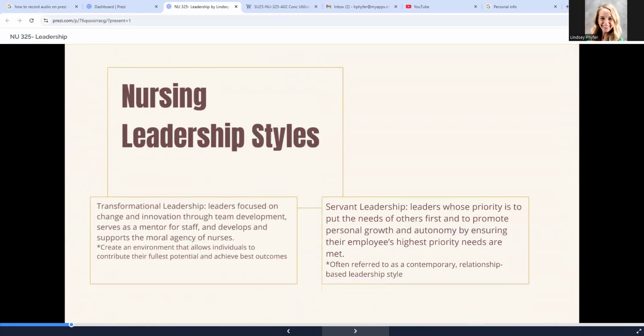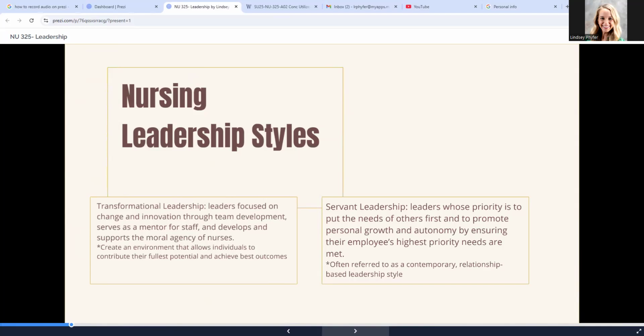So now let's talk about some of those different nursing leadership styles. The first one that we're going to talk about is transformational leadership. And these are going to be the types of leaders that are focused on change and innovation through team development. They're going to serve as a mentor for their staff, and they're going to develop and support the moral agency of the nurses in which are working on their unit. Transformational leaders create an environment that allows individuals to contribute to their fullest potential and achieve the best outcomes for patients.